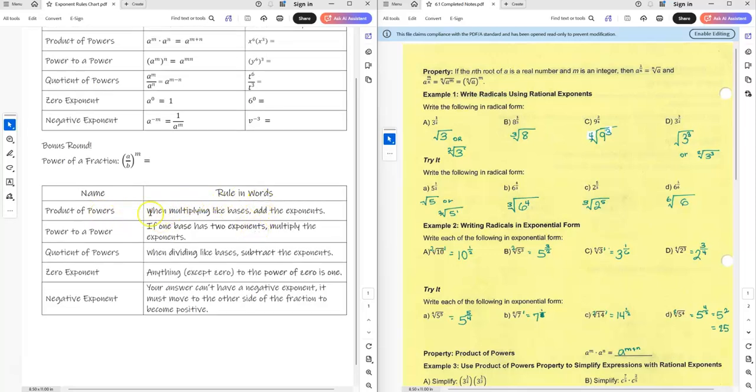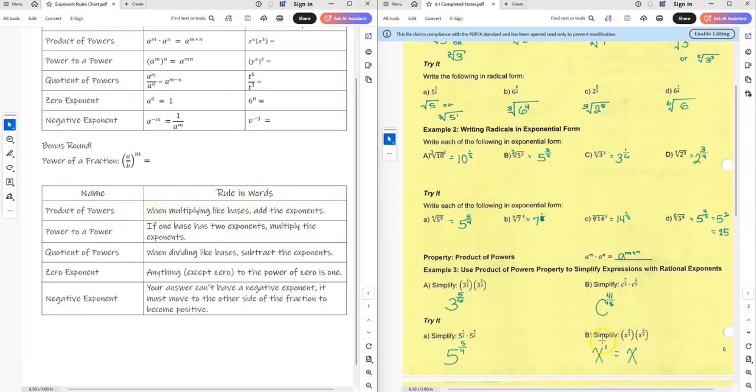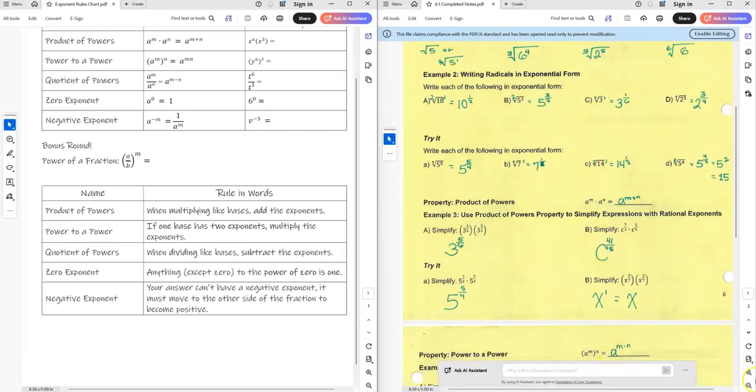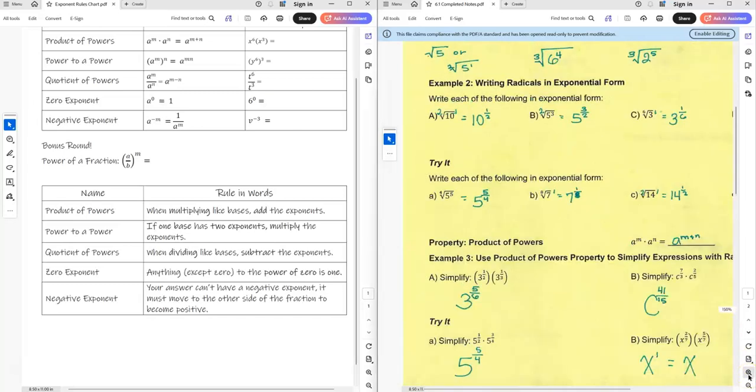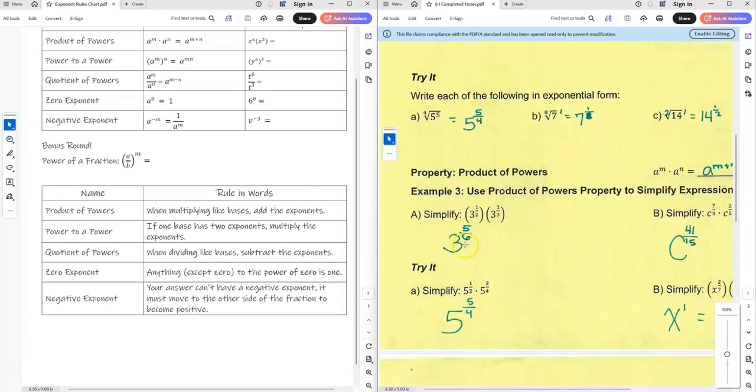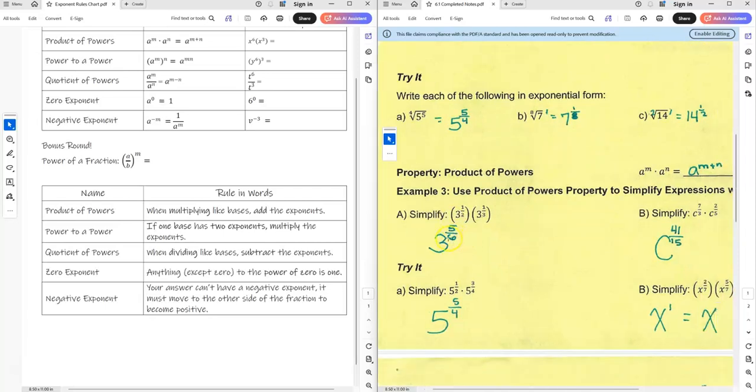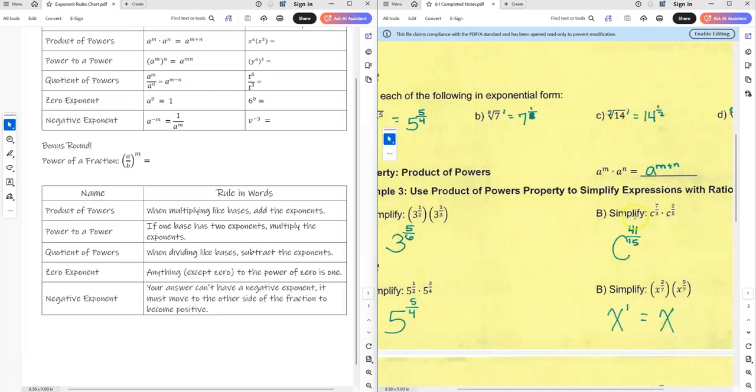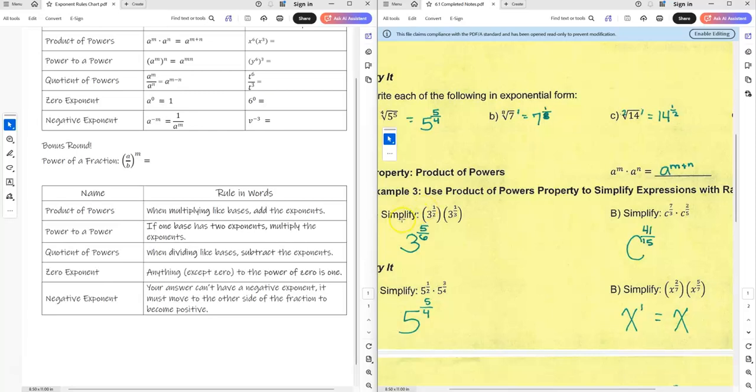So product of a power. When multiplying like bases, you add the exponents. So if we look down here, remember multiplication can look different ways. So two parentheses like this, bases are the same, that's multiplying. If you have a dot in between, again, the same base twice, that is multiplying. So in both of these examples, we are adding those exponents.